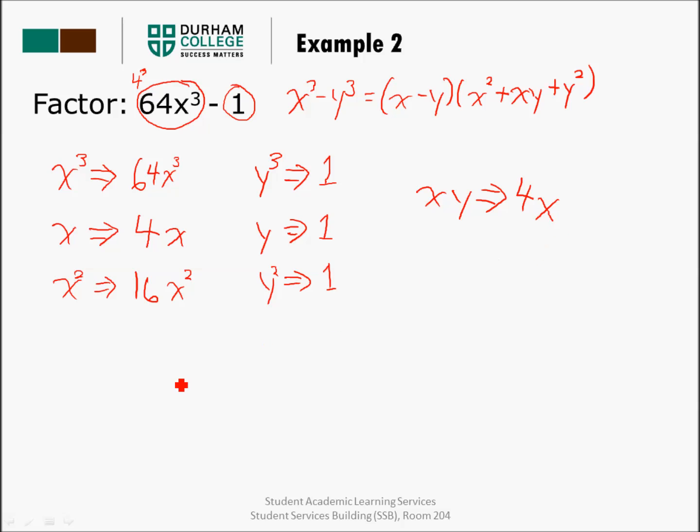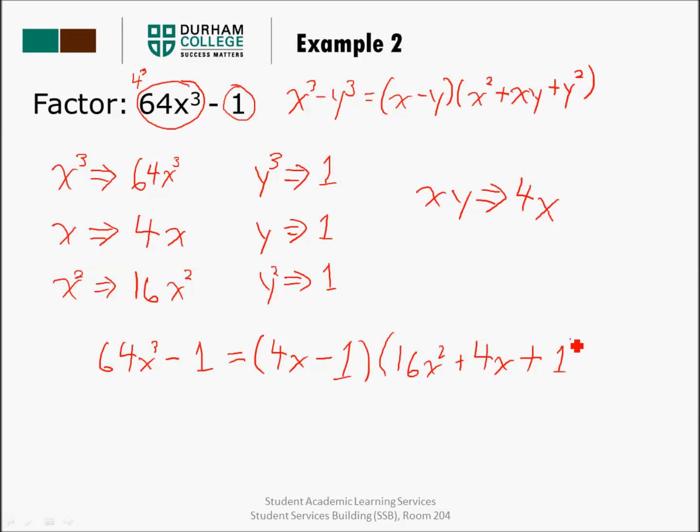Now I'm going to substitute it into the formula down here. So we start out with x cubed, 64 turns into 64x cubed, and minus 1 equals 4x, that's the x, minus 1. So look up here, that's what I'm substituting from. X squared is 16x squared plus xy is 4x plus y squared was just 1 again.